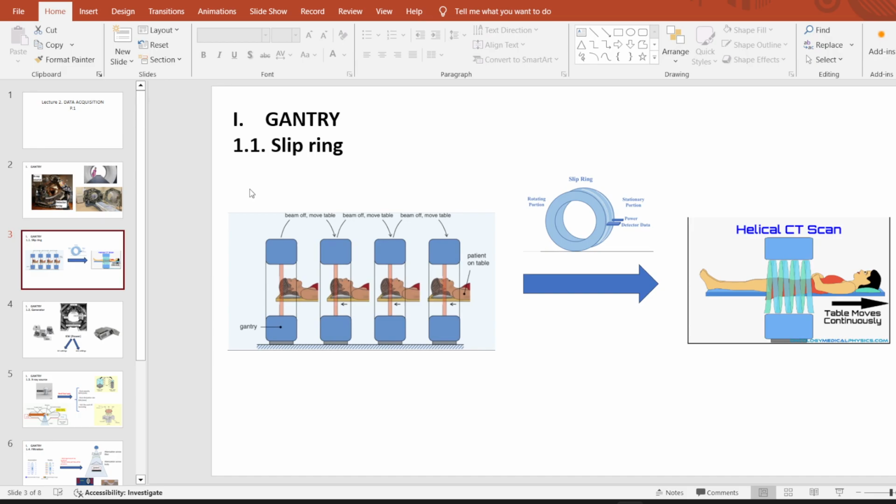Slip ring is a kind of technology related to modern CT models. Why? Because modern CT models have continuous rotation of the tube, and that is because of the slip ring. Thanks to the slip ring, the tube no longer needs a cable for the electricity to move. Can you get that? We don't need a cable connected directly to the tube for the electricity to move anymore.